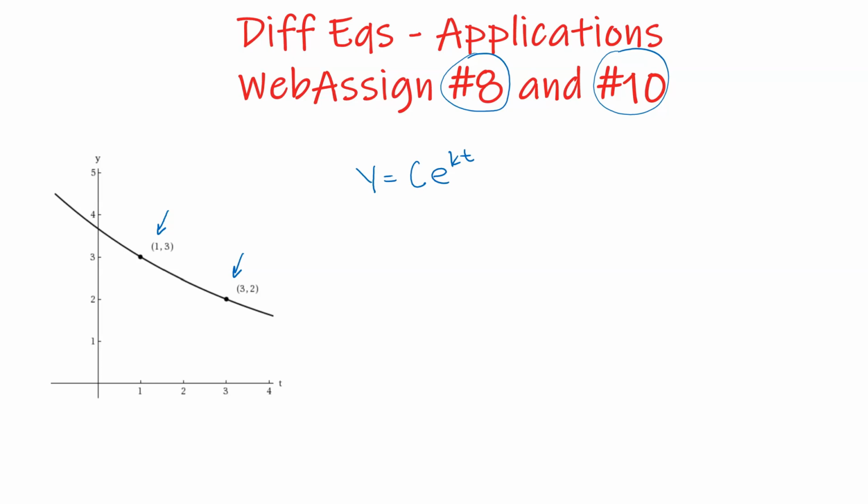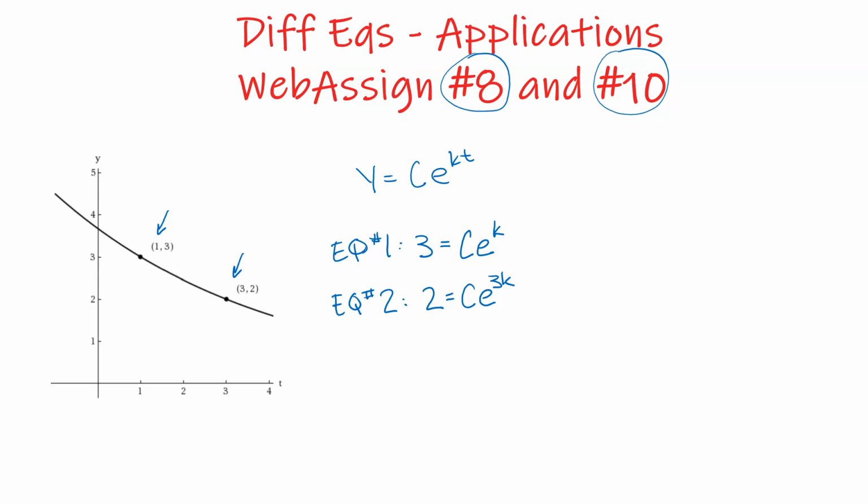I'm going to go ahead and plug each of these points in and see what we get. So let's first look. We'll call this equation number 1. When I plug in (1, 3), I get y equals 3. That equals c times e to the k times 1, which is just k. Now let's look at what happens when I plug in the second initial condition. I get 2 equals c times e to the 3k.